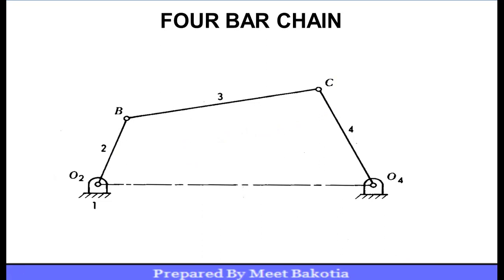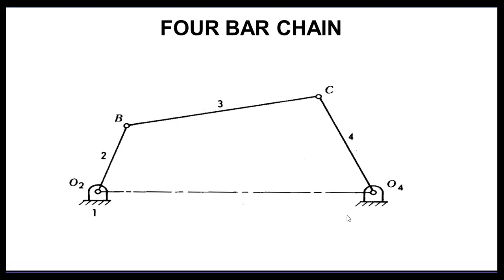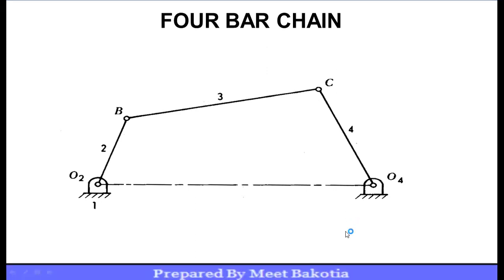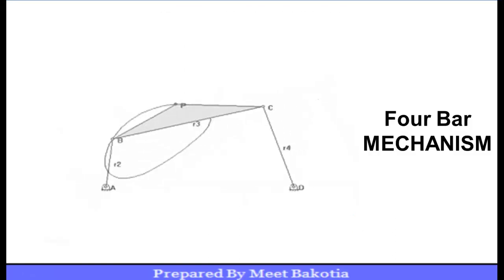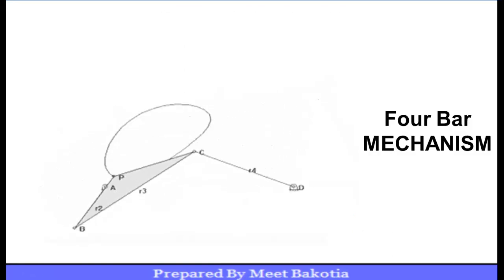You know, a kinematic chain gets converted into a mechanism only when the fixed link is decided, right? So here we have O2O4 as the fixed link. The four links may be of different lengths, and obviously they must be of different lengths. Let me show you the actual working of this.